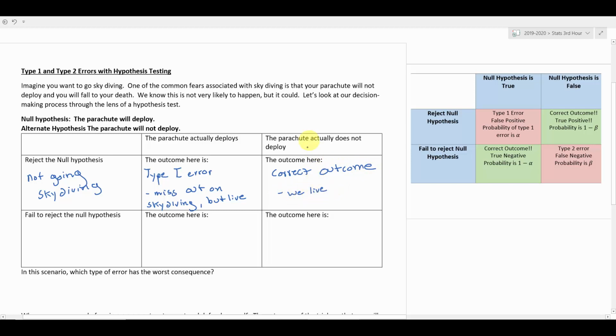Right? So this is good. This is why we do hypothesis testing, so that we can make those correct choices. All right, so now let's think about this from a different scenario. This time we're going to fail to reject the null hypothesis.